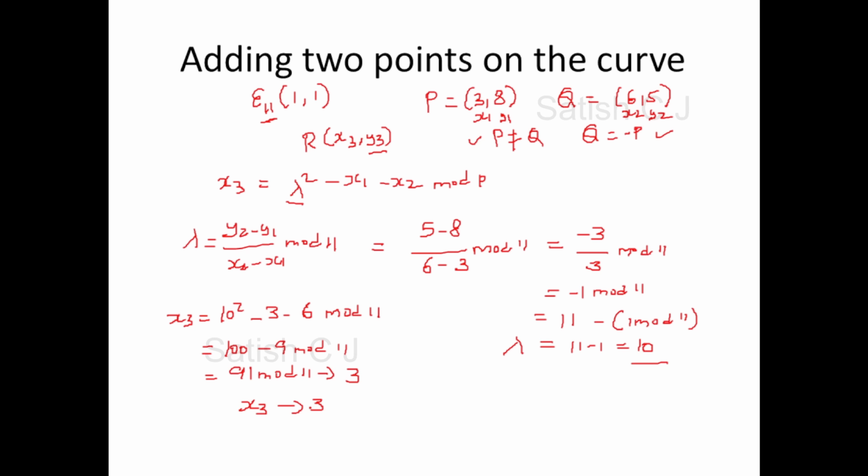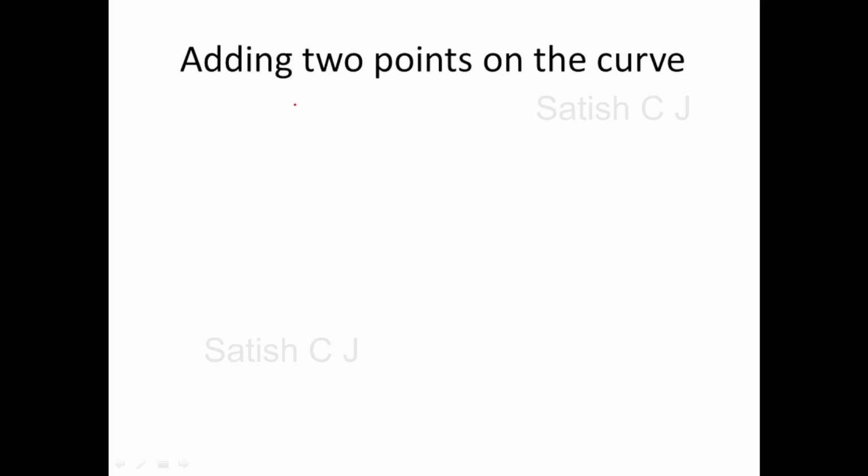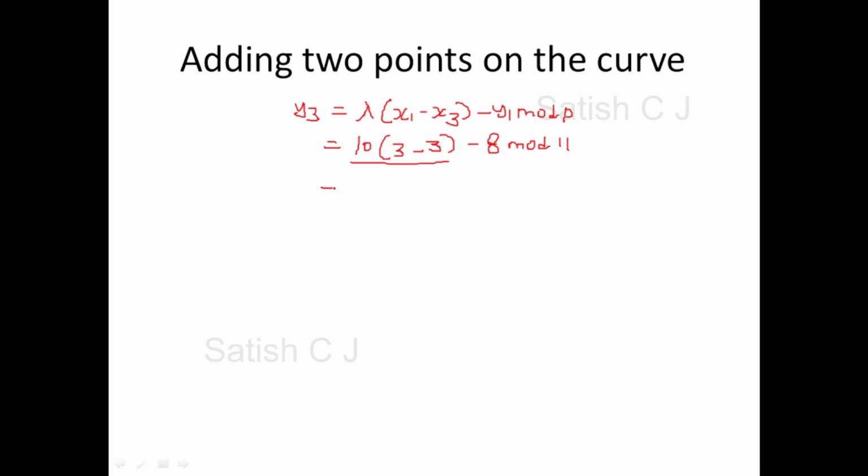The next step is we have to compute y3. Let's compute the value of y3 now. y3 is computed using this formula, that is delta times (x1 minus x3) minus y1 mod P. So we'll substitute the values here. Delta is 10, x1 is 3, x3 we have computed as 3 and y1 is 8 here. We have to find mod 11. So this term goes to 0. What we have here is minus 8 mod 11. What is minus 8 mod 11? It is 11 minus 8 mod 11, which is 3. So we have found the value for y3 to be 3.